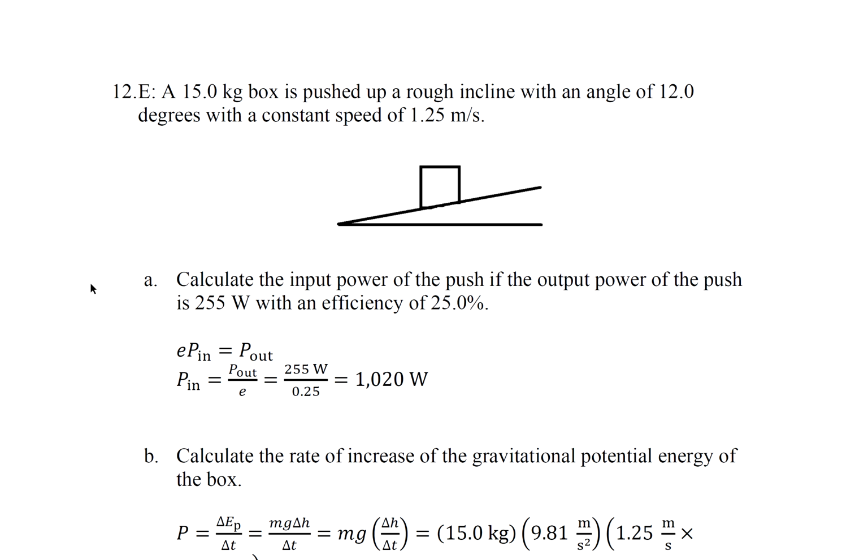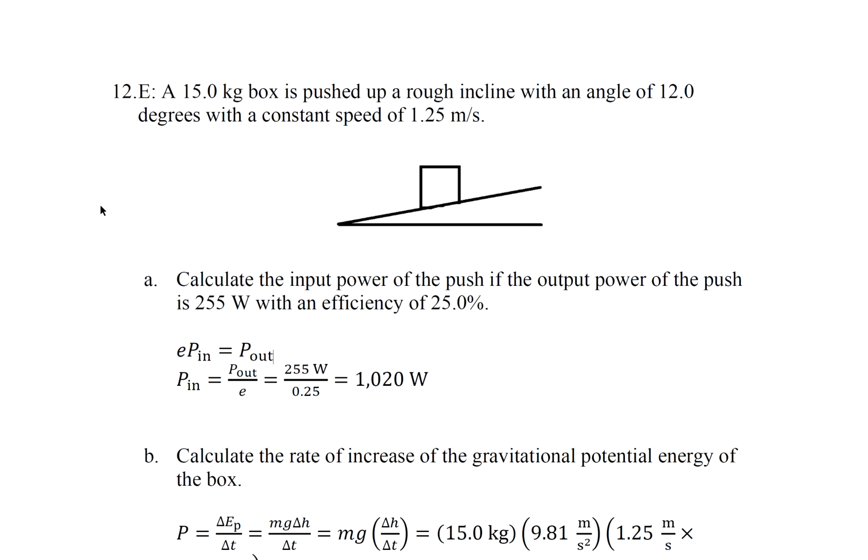Question 12. A 15 kilogram box is pushed up a rough incline with an angle of 12 degrees with a constant speed of 1.25 meters per second. Part A, calculate the input power of the push, if the output power of the push is 255 watts with an efficiency of 25%. So efficiency times power in equals power out. So we're solving for power in.